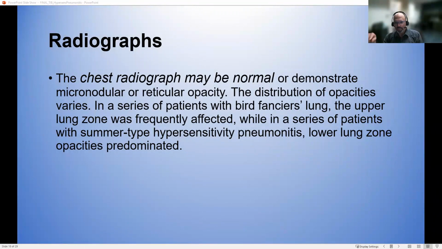Opacities. In a series of bird fancier patients, the upper lung zone was frequently affected, while in a series of patients with something called summer type hypersensitivity, it was in the lower lung zone. Summer type I wouldn't worry about. This is more of a disease found in the summers in increased humid environments in Japan.